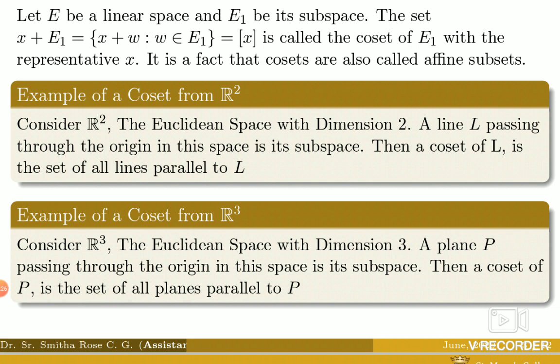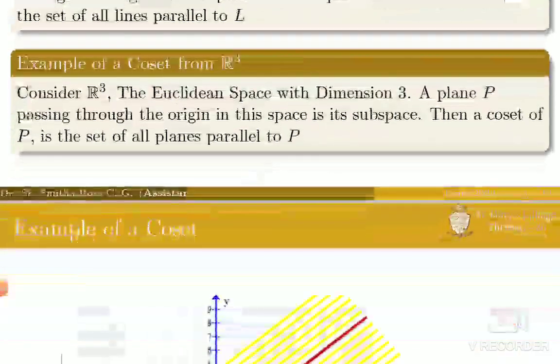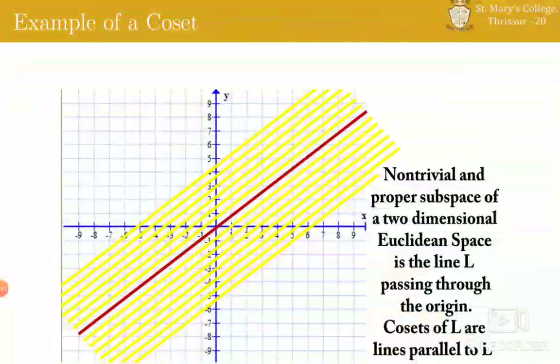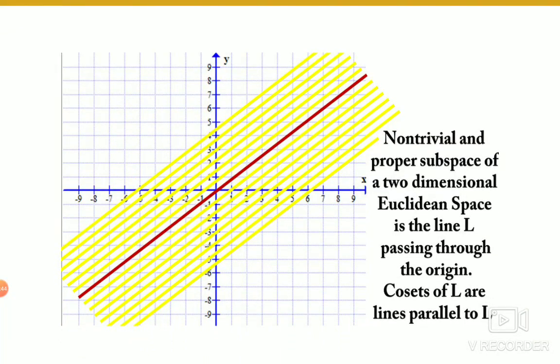If I am taking a subspace that is a plane passing through the origin, what will be the coset of that plane? That will be the set of all planes parallel to the plane that we have taken. So we will have an example of a coset. I have just come up with a diagram. Here we have R2, the Euclidean plane. The red line is L, the subspace, a line passing through the origin. Then the cosets of L will be all the lines which are parallel to the line L. That collection of cosets I have denoted with the yellow lines.